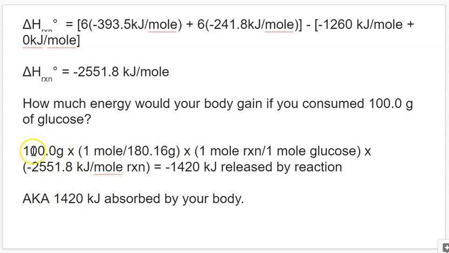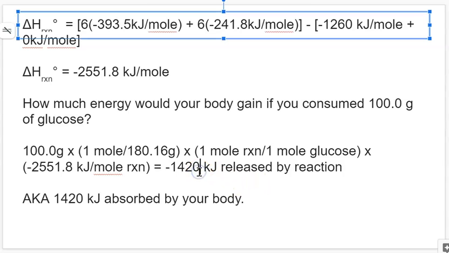And then I multiply that by the value of energy per mole of reaction that we calculated in our enthalpy equation. And that tells me that there's negative 1,420 kilojoules released by the reaction. And that should be a dot there to make it proper sig figs. And this is the energy being released by the reaction since it's a negative. So if the question was asking us how much would our body gain, how much would our body absorb, we're treating our body as the surroundings and the reaction as the system. So that means that there'd be a positive 1420 kilojoules absorbed by our body.